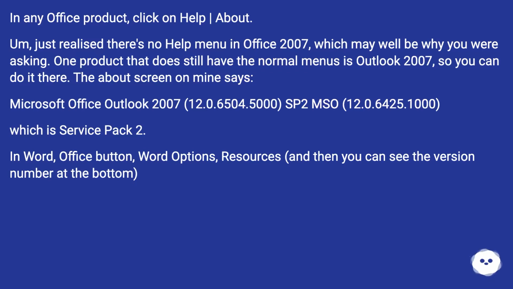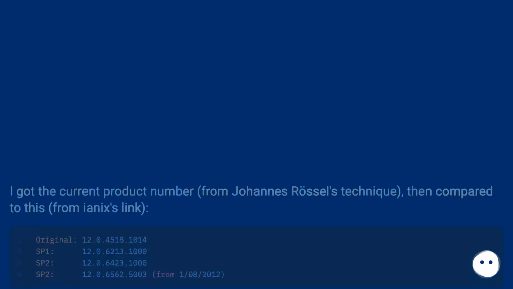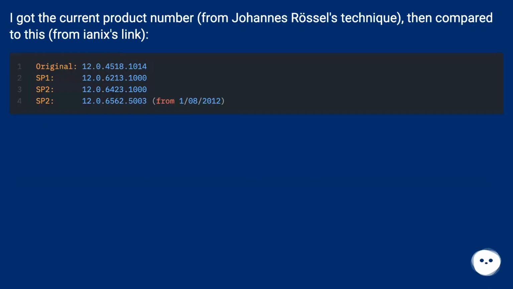In Word, Office button, Word Options, Resources, and then you can see the version number at the bottom. I got the current product number from Johannes Rossel's technique, then compared to this from Einix's link.